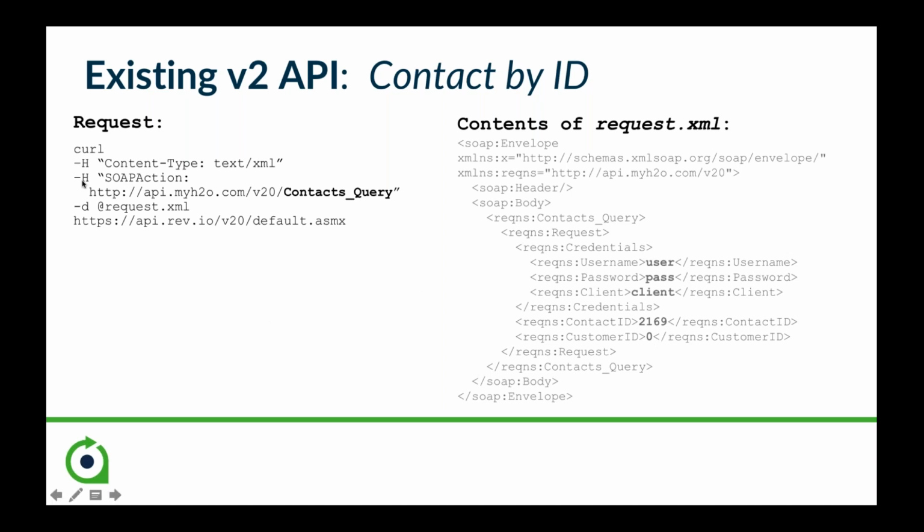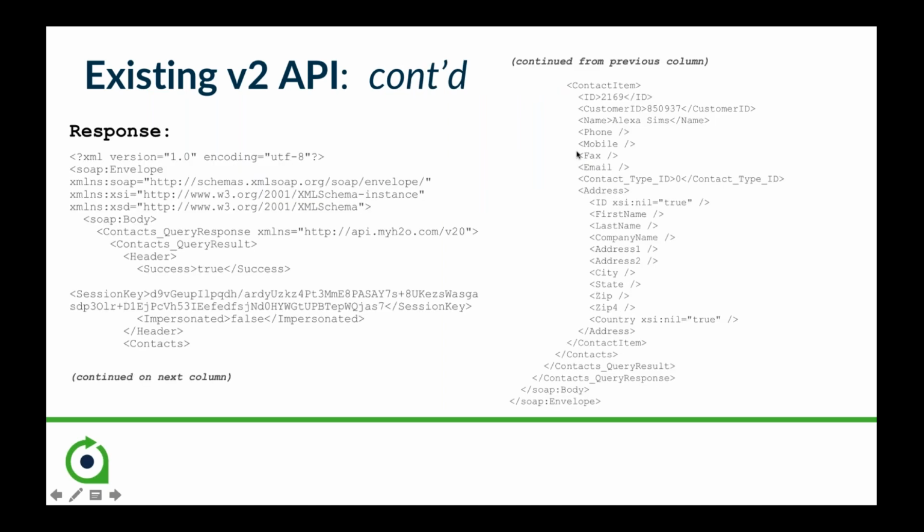So this is an example of the command line that you would use to call this. You would have to have this XML file saved or otherwise piped into this command. You can see here where there's a lot of structure to this when really you're just trying to say, give me contact ID 2169. So that's your request. The response that comes back, couldn't really fit it here on this screen, but you can see the response starting over here on the left and how many headers and how complex this is.